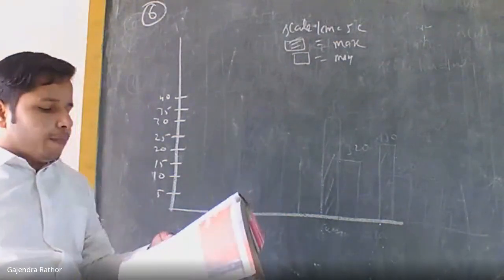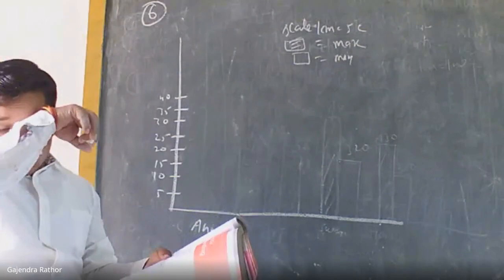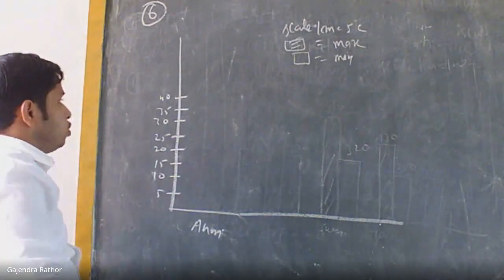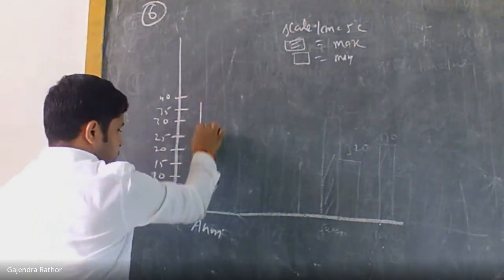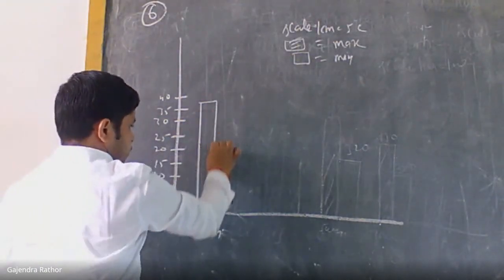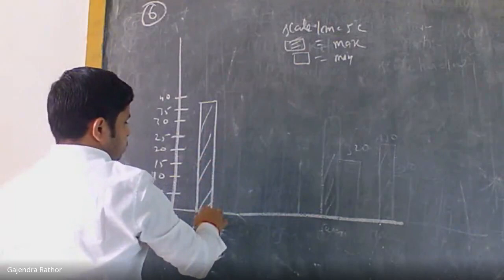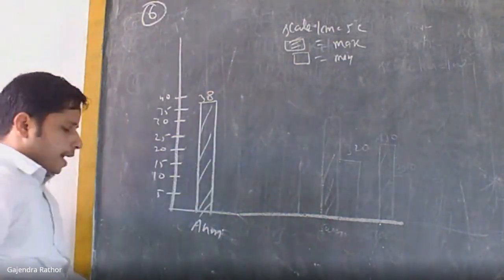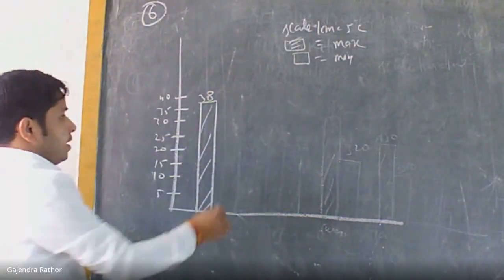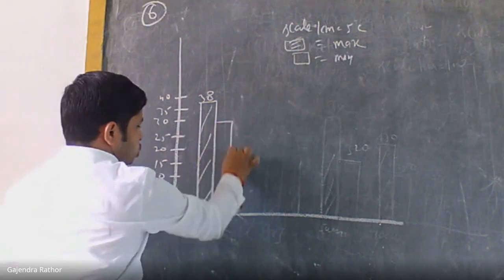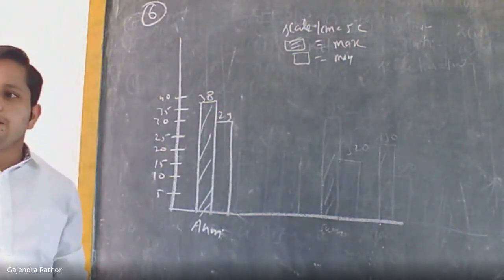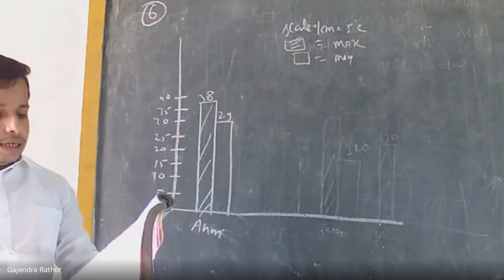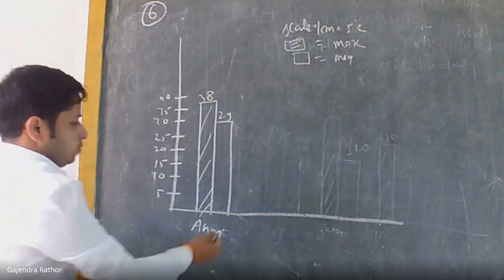So the maximum temperature for Ahmedabad is 38 degrees Celsius, 38 between 35 and 40. Okay, this is 38 and the minimum is 29. So below 30, this is 29, the minimum. First city is complete. Now the second city, Amritsar.